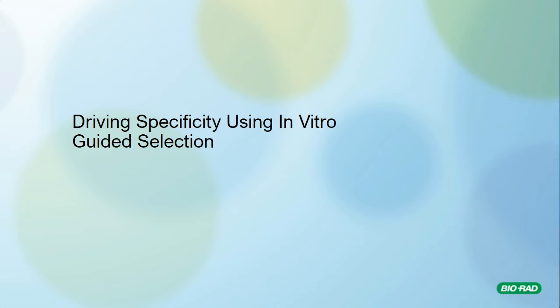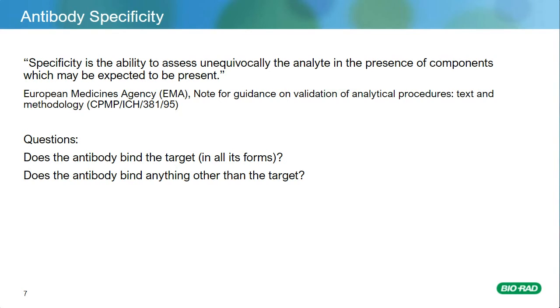So taking these in order, let's look at how an in vitro method of generating antibodies can be used to generate antibodies of very high specificity. So it's probably worth considering what specificity actually is. This definition is from the European Medicines Agency, which defines specificity as the ability to assess unequivocally the analyte in the presence of components which may be expected to be present.